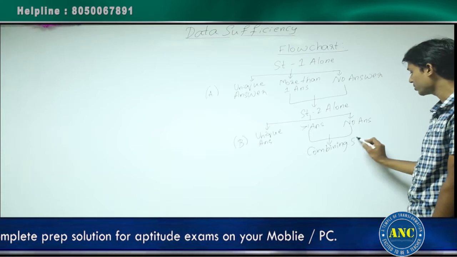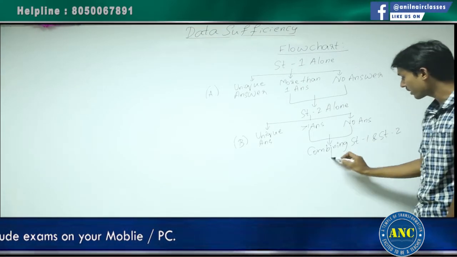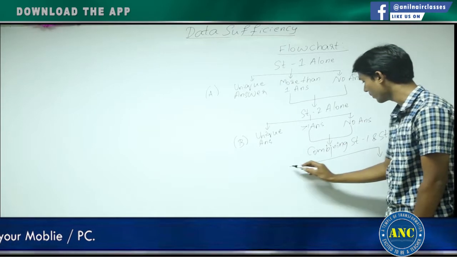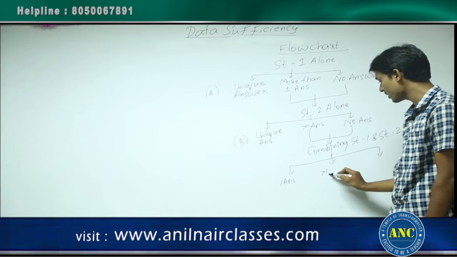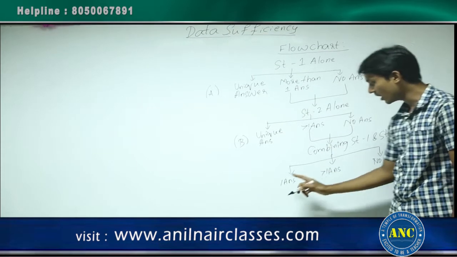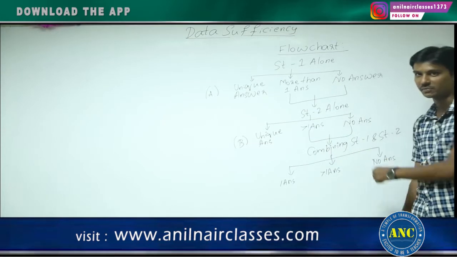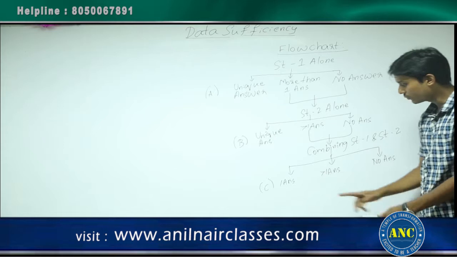Combining statement 1 and statement 2, again three more possibilities: only one answer, more than one answer, or no answer. When you are getting only one answer when you combine both the statements, the option is option C. Understanding the flowchart?